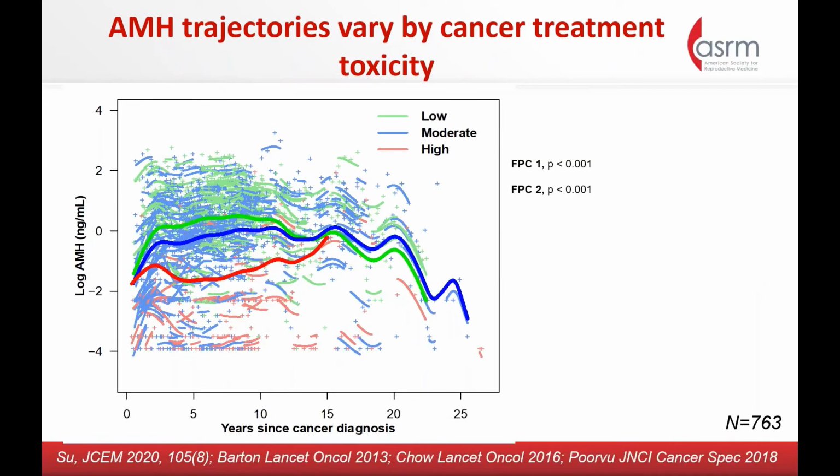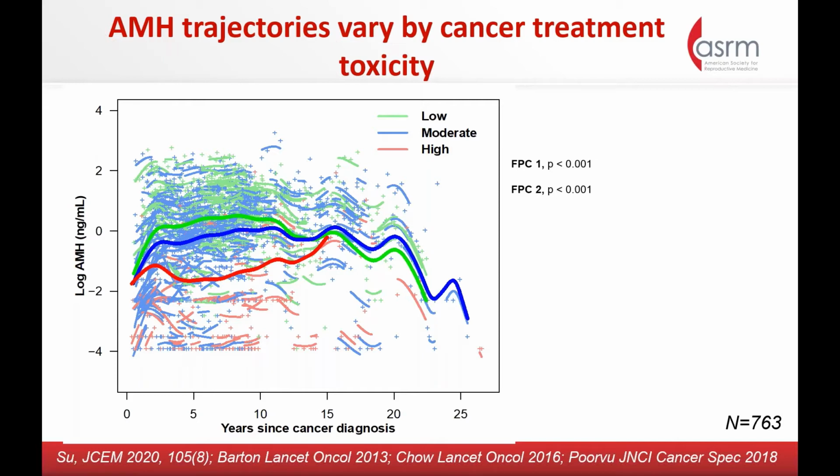On the research side, I think it's interesting that AMH trajectories vary by cancer treatment toxicity. And so using known low, moderate, and high risk stratification by cancer treatment, what you'll see is that those with low treatment toxicity exposures, for example, methotrexate, are really in the green, that their curves are much higher than those who are high, for example, those who have transplant.